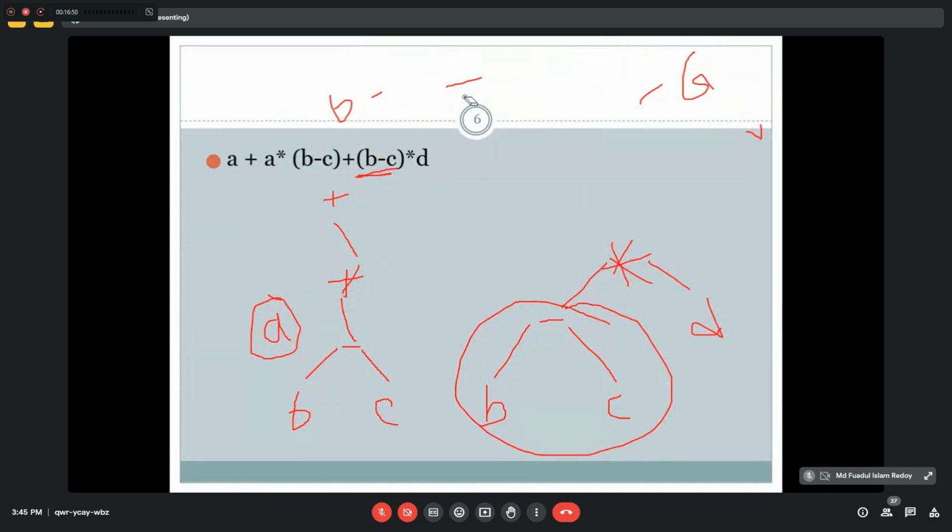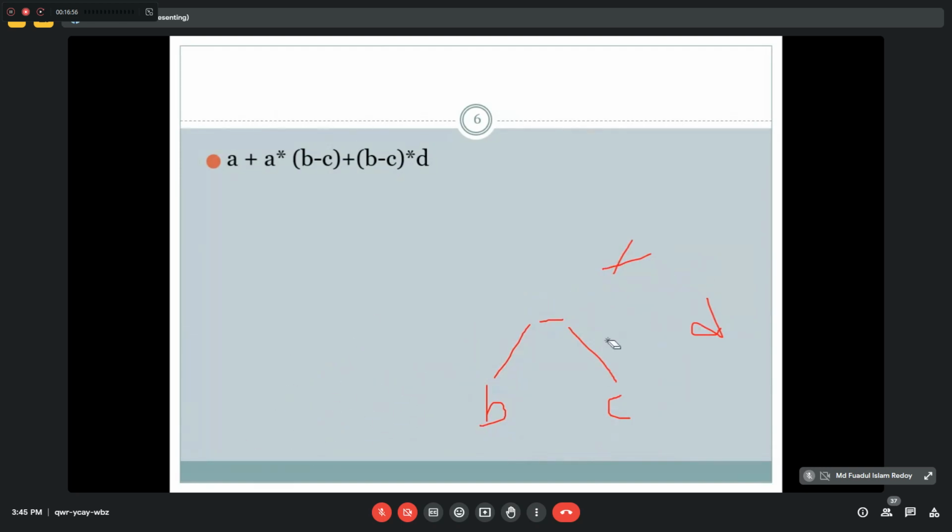Okay, just a minute. Actually, we know that we draw the syntax tree with the help of precedence. If we don't draw a parse tree, at that time we use precedence to draw the syntax tree. Is it? Yes, sir.